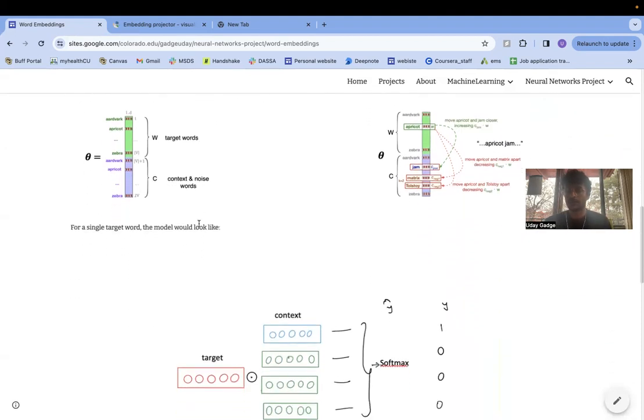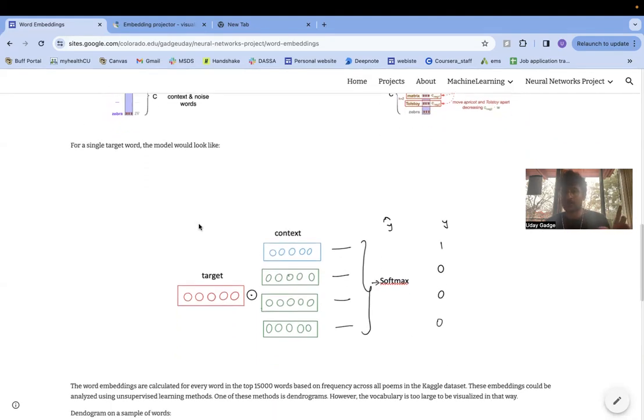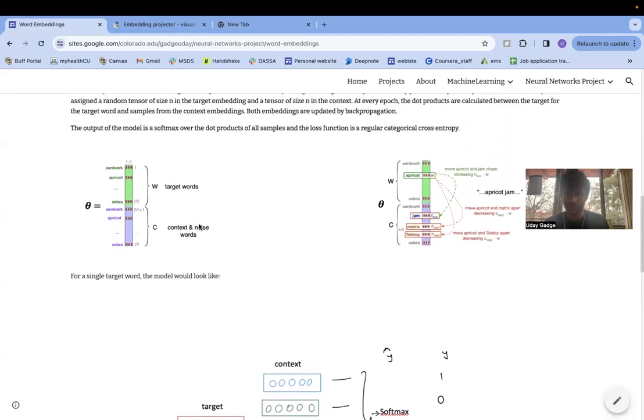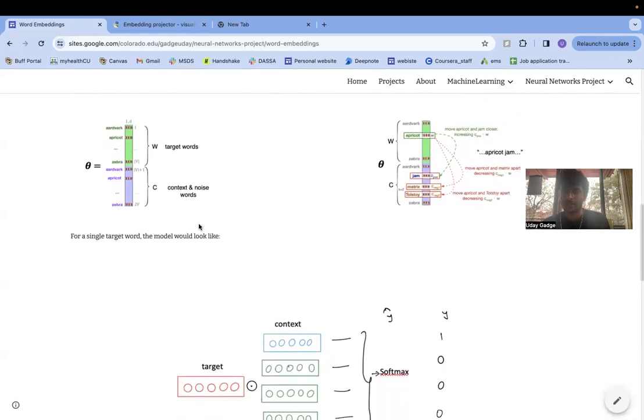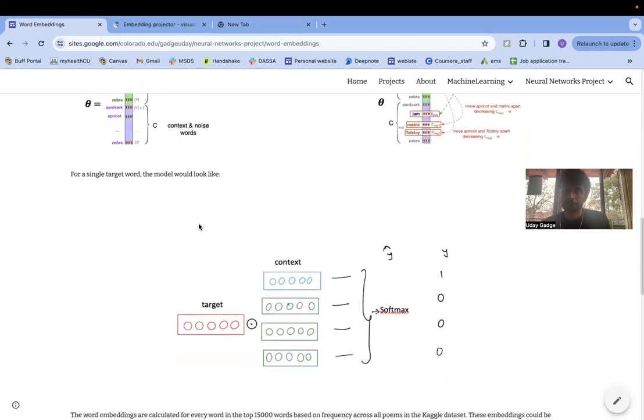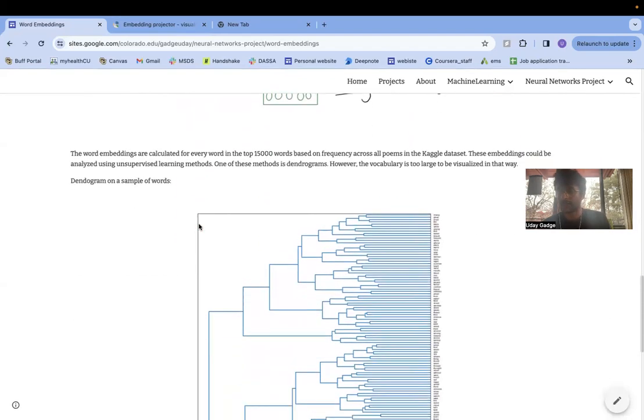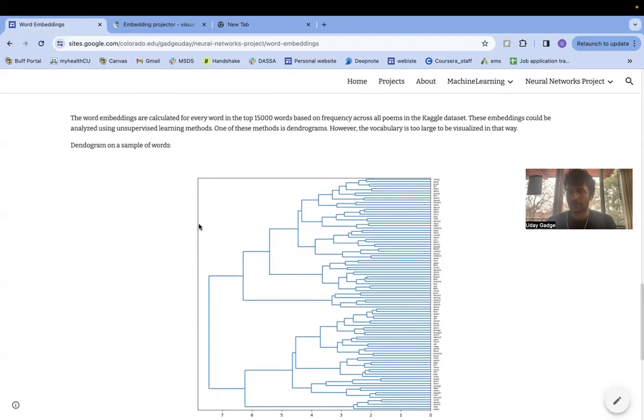And once we run some epochs and we reduce the loss to an extent, then the target word embeddings that are generated will now be considered as word embeddings. And these word embeddings can be analyzed using a lot of unsupervised techniques. One unsupervised technique could be just a simple clustering.